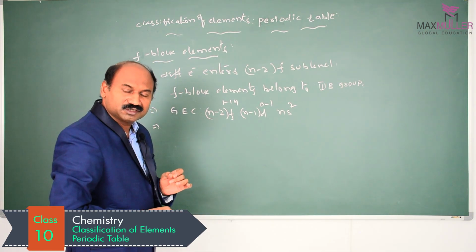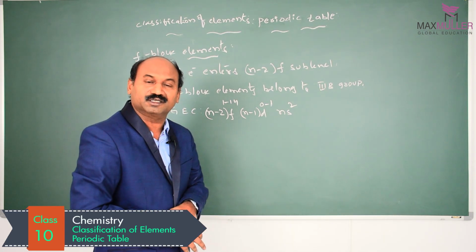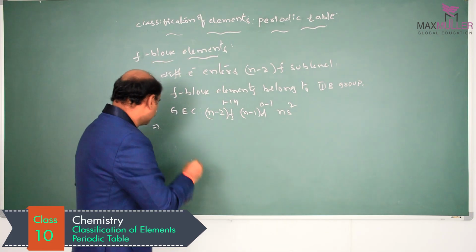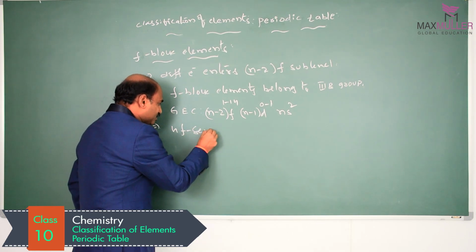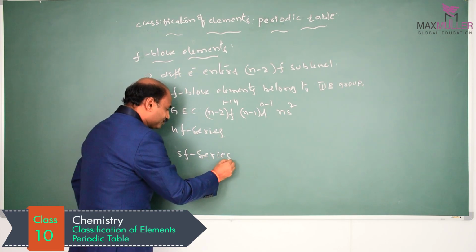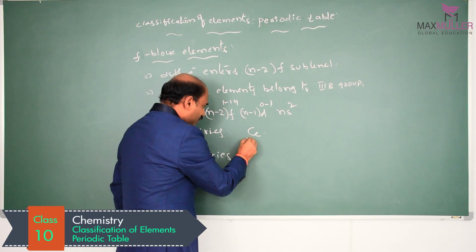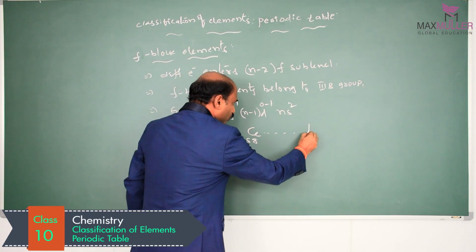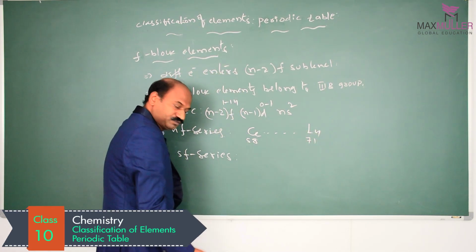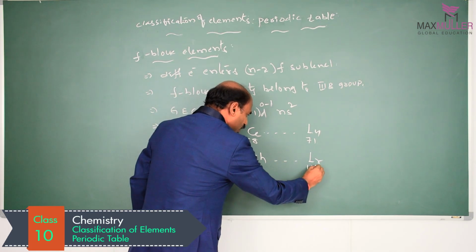So these elements are arranged at the bottom of the periodic table to maintain the symmetry of the periodic table. These elements are actually arranged in two series. One is the 4f series and the second one is the 5f series. 4f series elements are from cerium 58 to lutetium 71. 5f series elements are from thorium 90 to lawrencium 103.